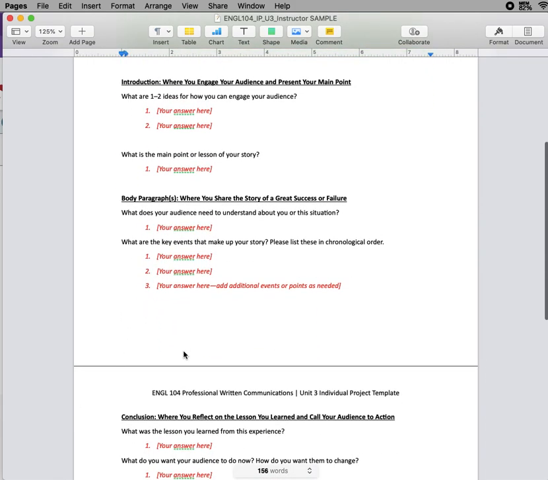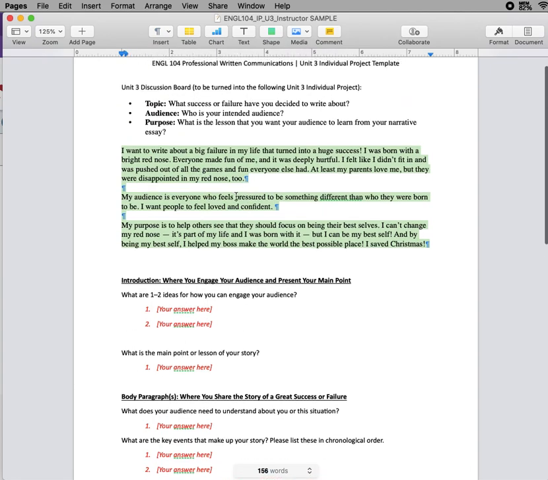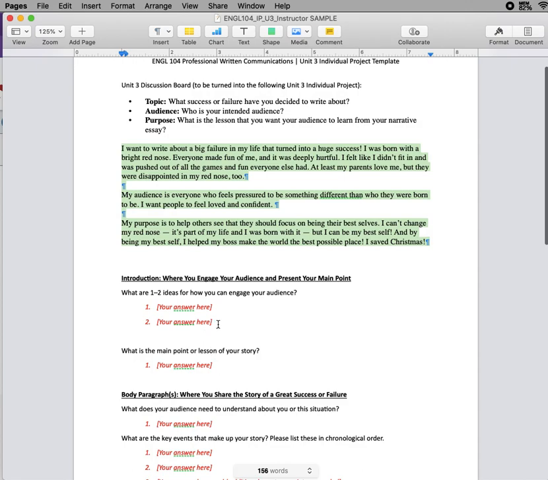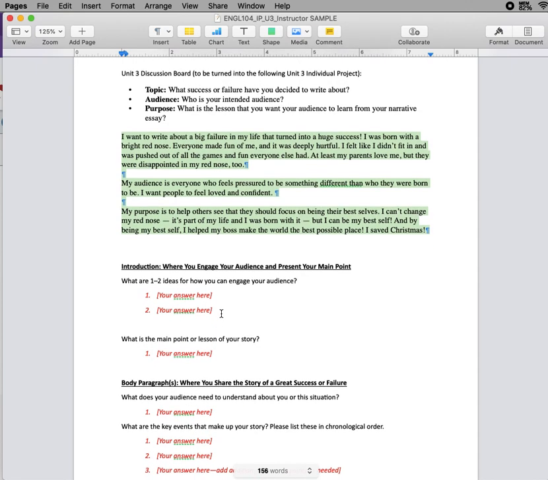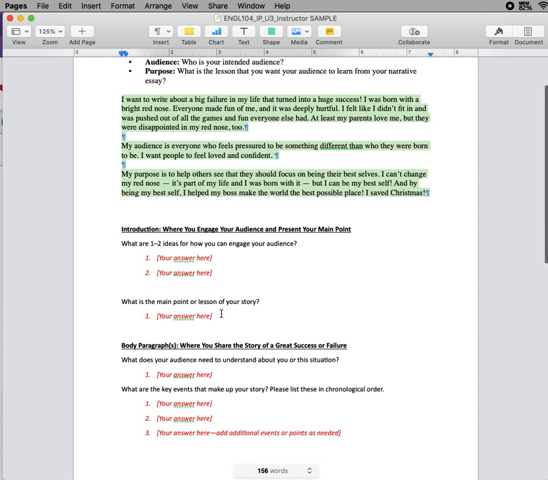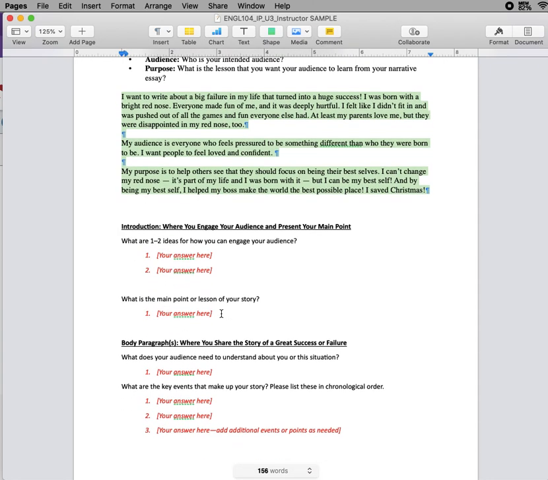What I want you to take away from this is that most of what you already have in your discussion board will go into that template and fill out at least half of it. And then there may be things in your Unit 2 discussion board that you can also paste in here. That leaves us with just a little bit to work on.